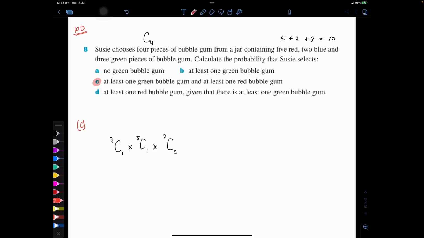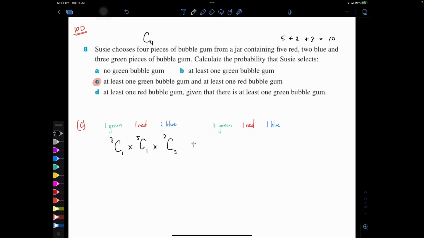So this is 1 green. Can you get 2 green, 1 red, 1 blue? Yes. Or you mentioned 2 green, 1 red, 1 blue, because you need at least 1 red bubble gum, yeah? There's so many.